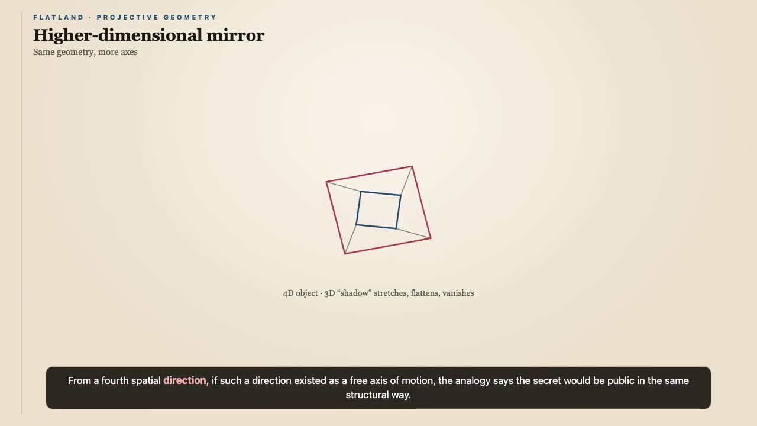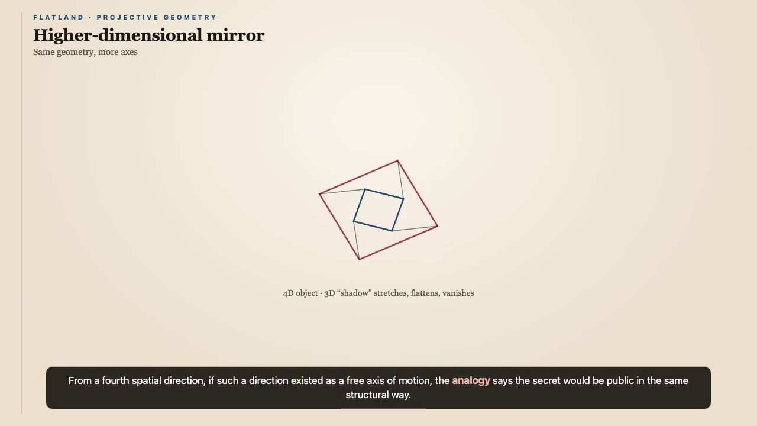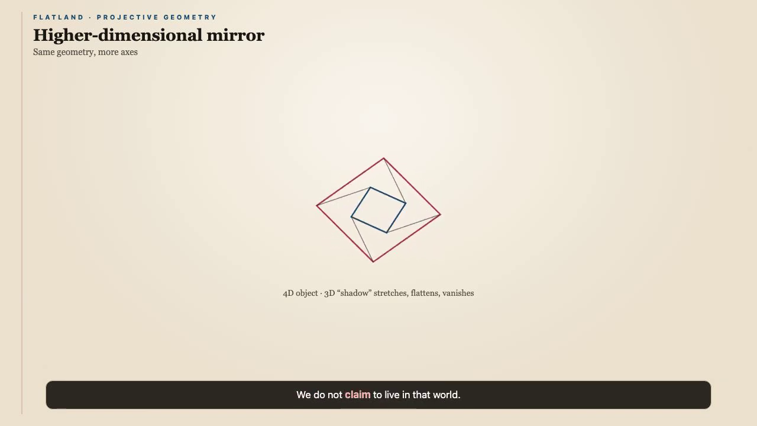In our world, a closed vault believes its interior is secret. From a fourth spatial direction, if such a direction existed as a free axis of motion, the analogy says the secret would be public in the same structural way. We do not claim to live in that world. We claim the logic of enclosure is dimensional. Boundaries bind what they can face.